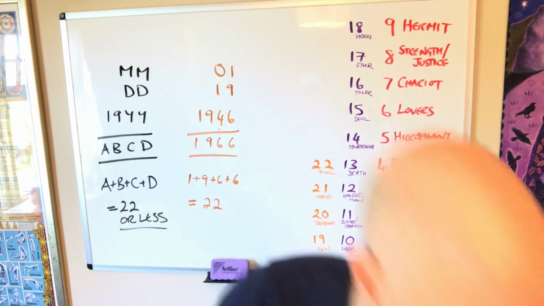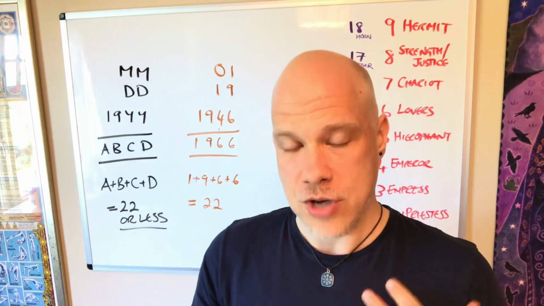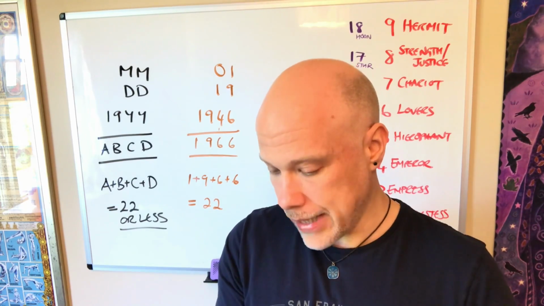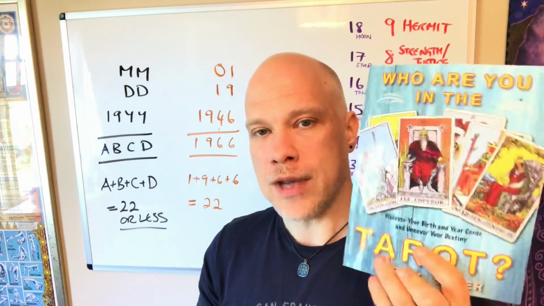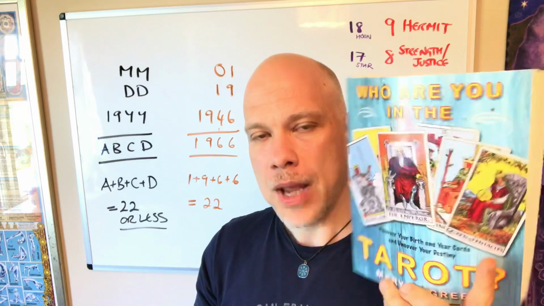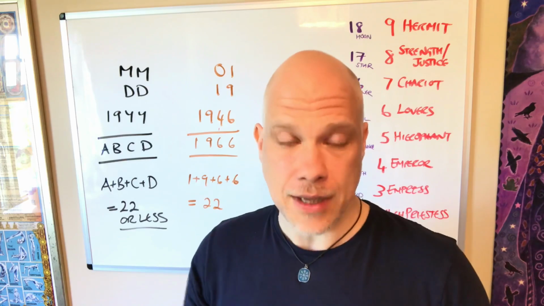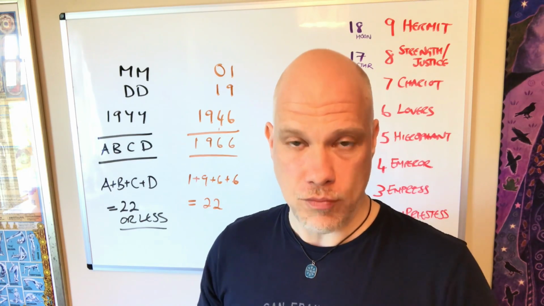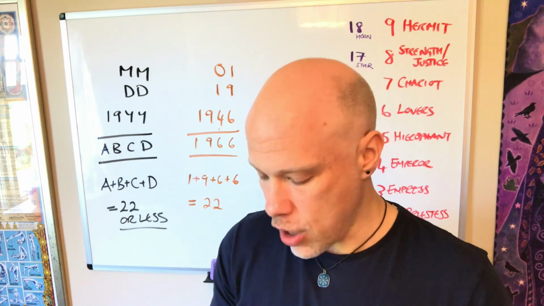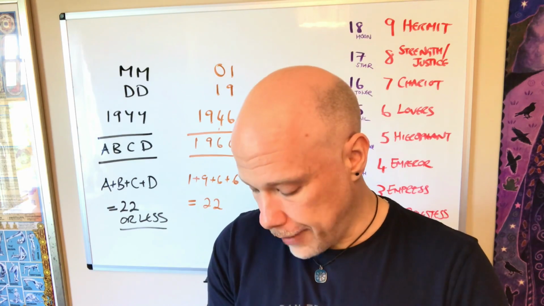Now, the first method, or the method that I generally do favour, is the one that's outlined in this book, Who Are You in the Tarot by Mary K. Greer, which was originally called Tarot Constellations. And the reason for that is that when you do the calculation, your result is a constellation of cards, and we'll explain that in a second.